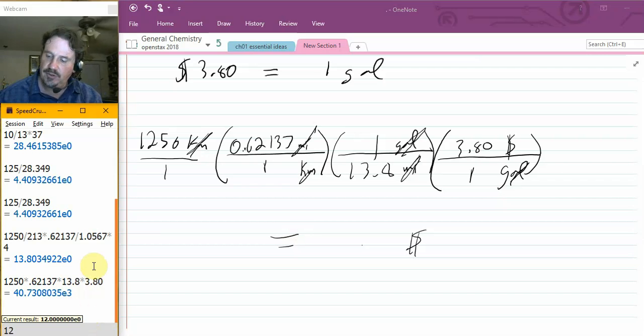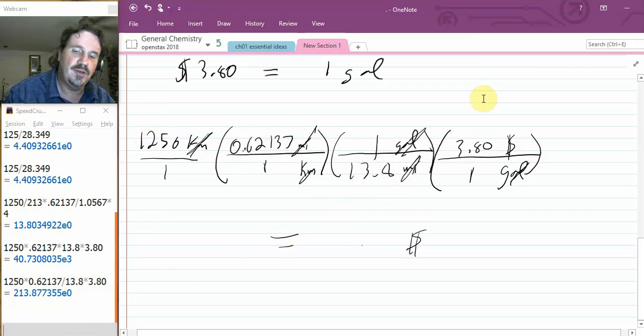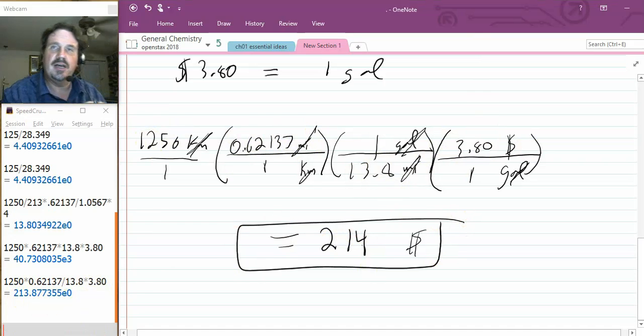Alright, so let's give that a try. 1250 divided by 1, okay, times 0.62137 divided by 1 times 1 divided by 13.8, and then here times 380 and then divided by 1. So it looks like I'm getting 213.877355. Alright, sig figs, I've got 3 here. Here I've got 5, I've got 3 here as well, so I would round that off to 3, so that would be $214. $214 is what he would spend on money for fuel.